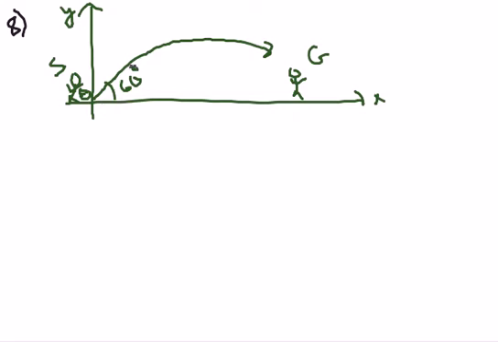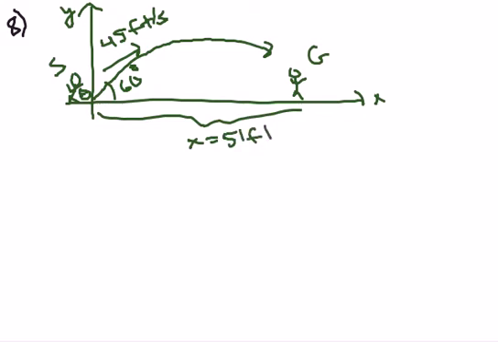Notice that the initial height here is 0. They assume it's 0, they say it's from the ground. And it's going at a speed of 45 feet per second. That's going to be our initial velocity. And they also tell us that I am standing 51 feet from Mr. Steitler. So we're supposed to find what's the height of the ball when it reaches myself. That's the question we're trying to answer.